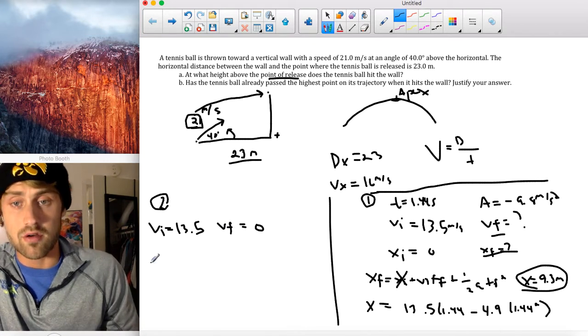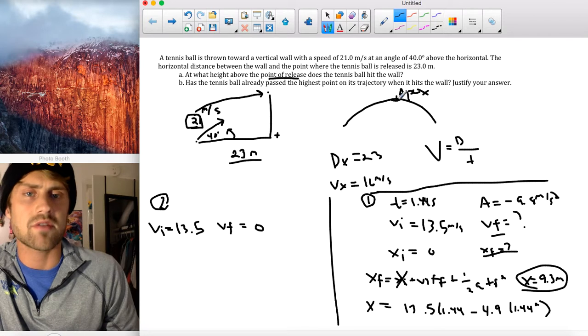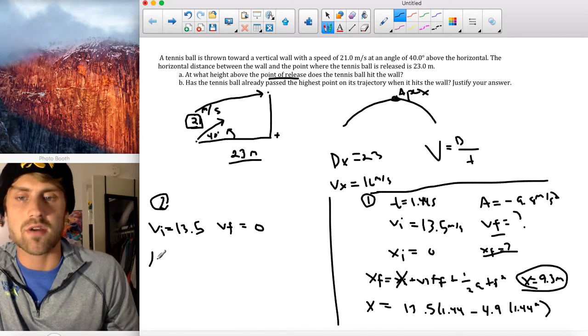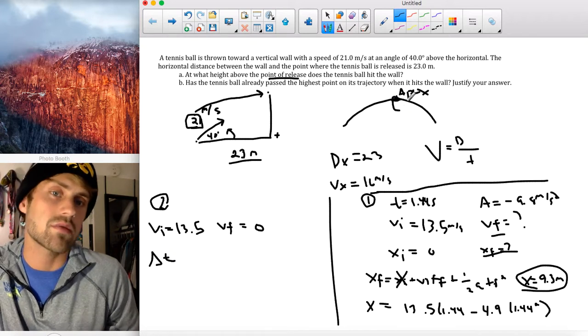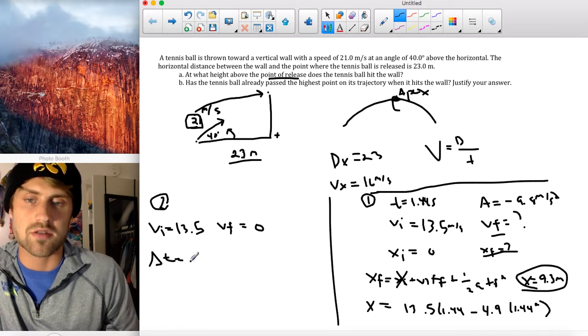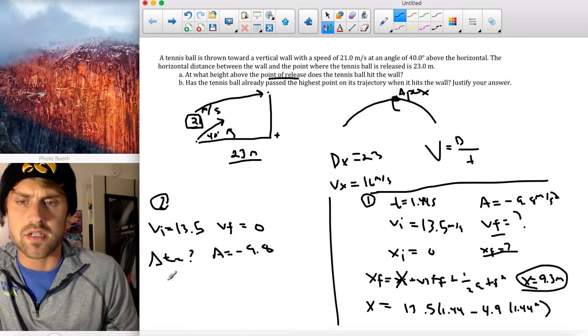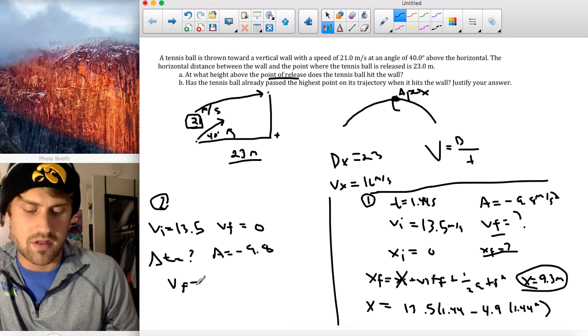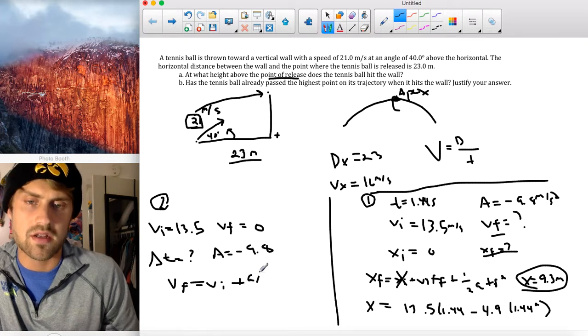I don't know what time, so the way I'm going to find it, and there's a couple ways we could find this, I'm going to ask myself, what time does it take to get there? Because any time after that time, the ball is going to be on its way down, and until that time, it's going to be on its way up. I do still know acceleration, that's negative 9.8. And with those variables, I can set up VF is equal to VI plus a change in t.